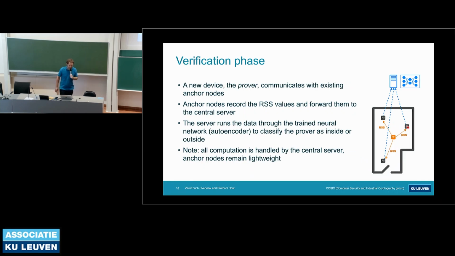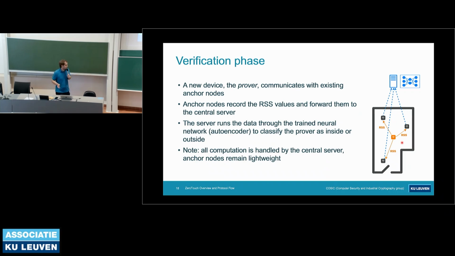Now, when we have this, we have the verification phase, where we have a new device depicted in orange here that tries to prove that it's either inside or outside. The idea here is that this device will again talk with the anchor nodes present in the room. The anchor nodes again will record the corresponding received signal strength and forward these measurements back to the central server. And the central server will run these measurements, and based on the trained neural network, it will see if the measurements are coming from a device that is inside or outside.